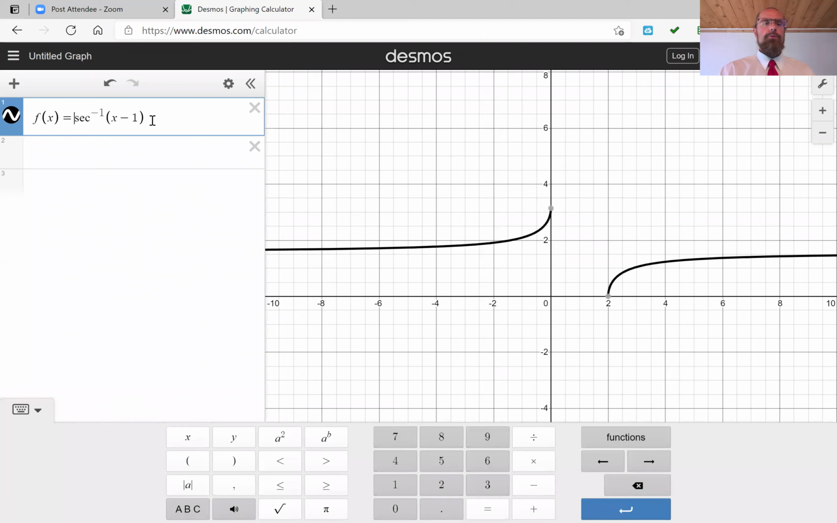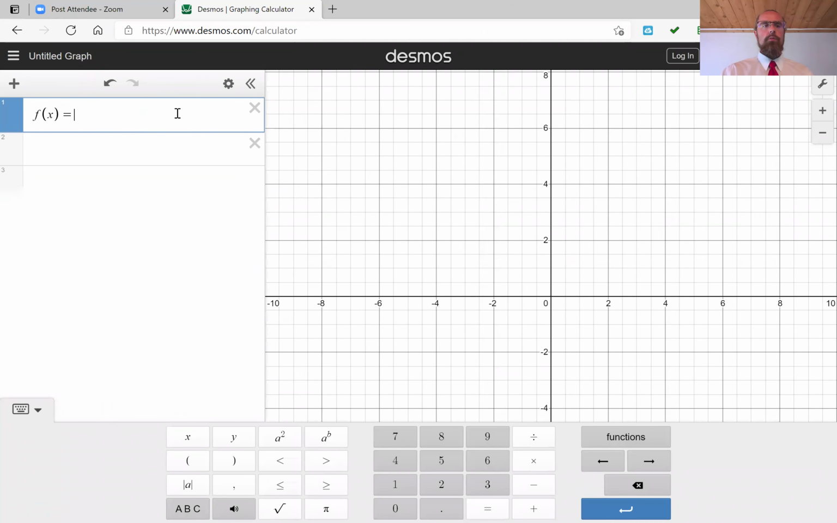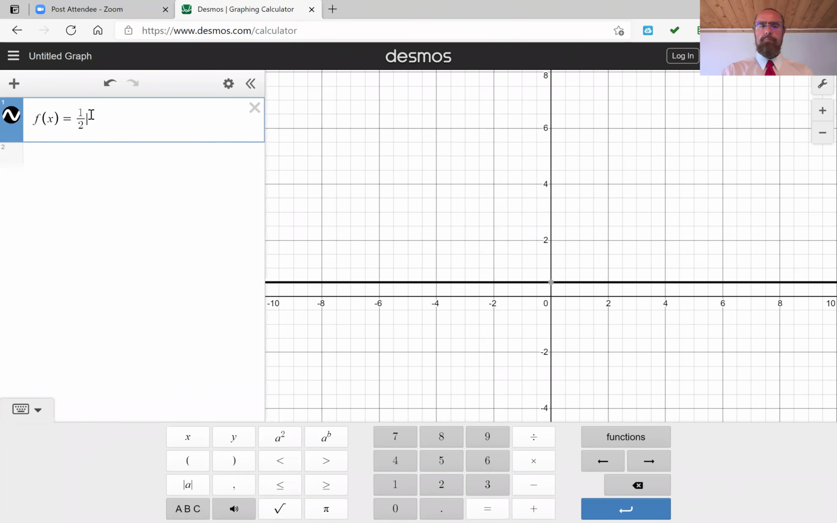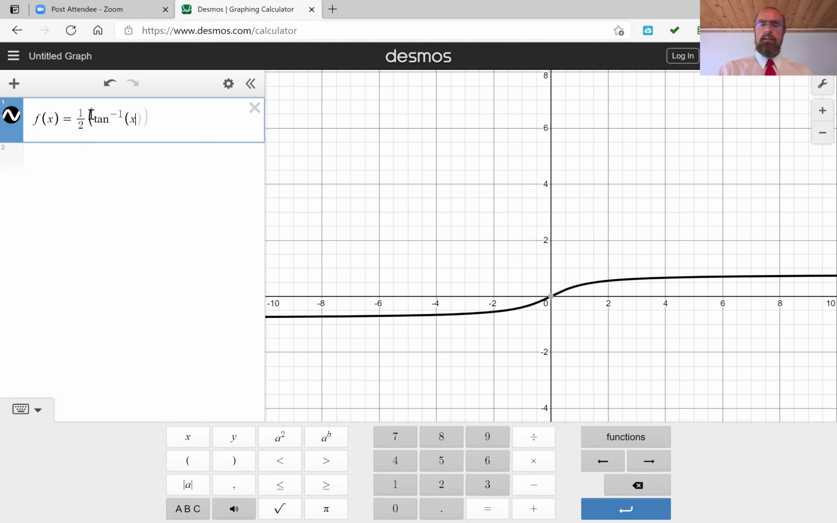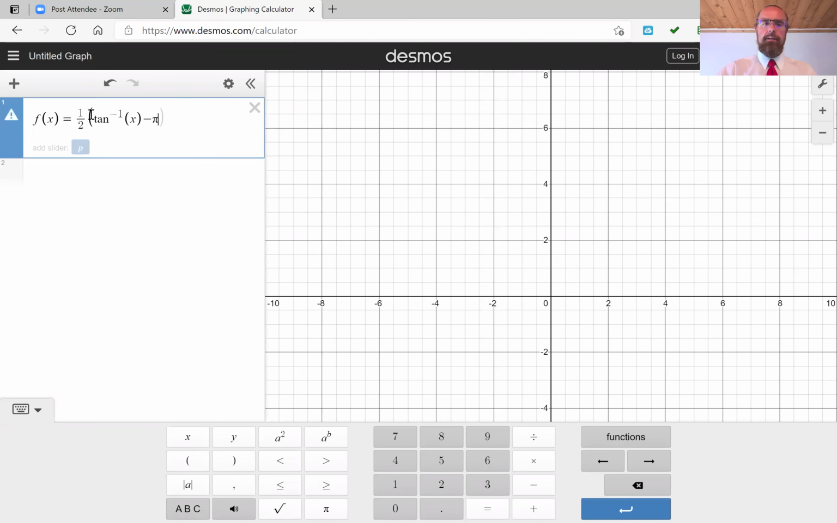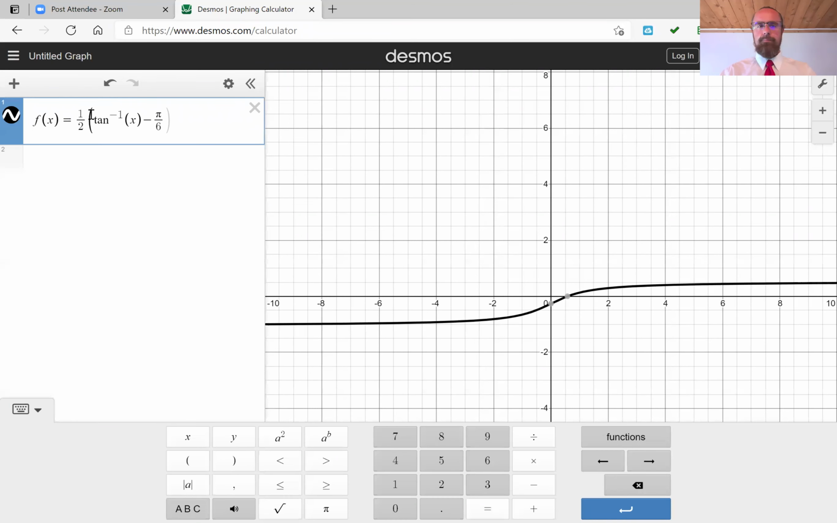So all I'm going to do is clear out this old notation from our inverse secant. Let's type in this inverse tangent. So it's half parentheses inverse tangent parentheses. I'm calling theta x here. Again, that helps with my table creation here on Desmos. Minus pi divided by 6. And there's my graph. Picks it up just right.